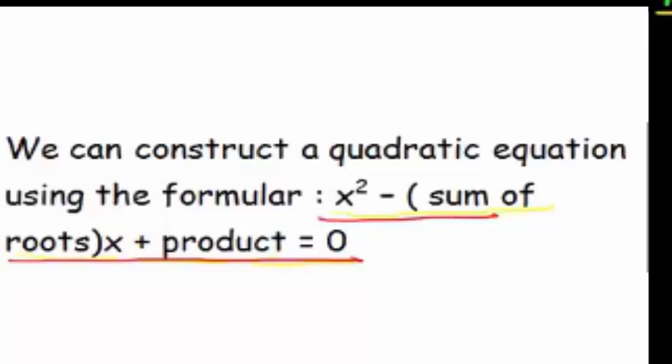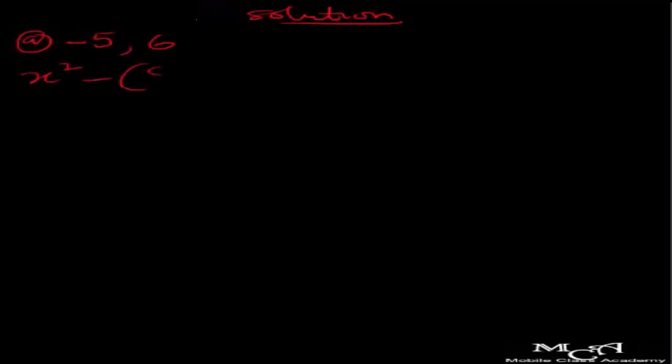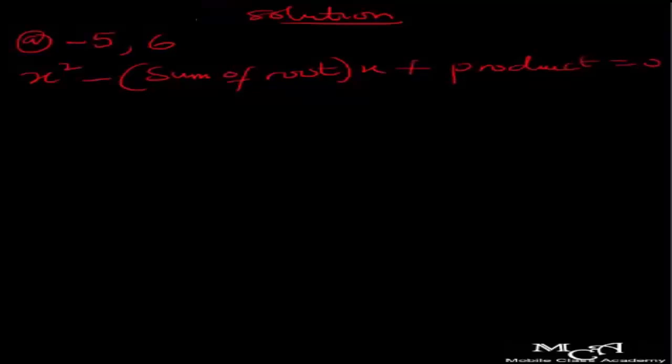So now, looking at this first question, let us see the solution to question A. We have the roots: minus 5 and 6. Now the formula I told you about is x squared minus, bracket, sum of roots, x plus product equal to 0. So now let us look for the sum of the roots which was given to us. Sum of the roots, which is alpha plus beta, is equal to what?